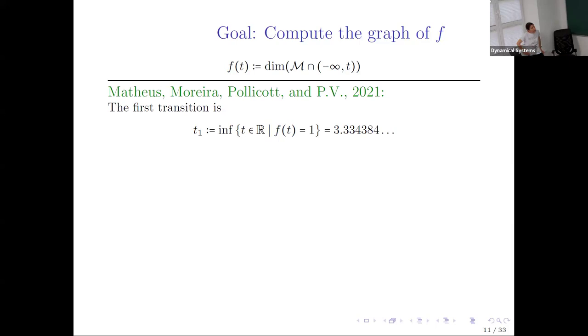First, we built on our previous work with Mark Pollicott, where we proved that the transition in fact happens at this number, which is the first value where the dimension is equal to 1. It is equal to 1 at square root of 12, but this is a little bit smaller than the square root of 12.